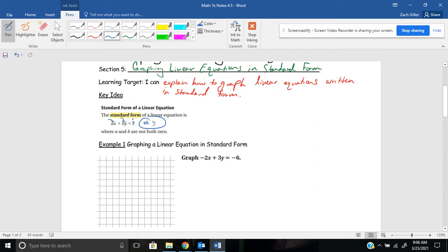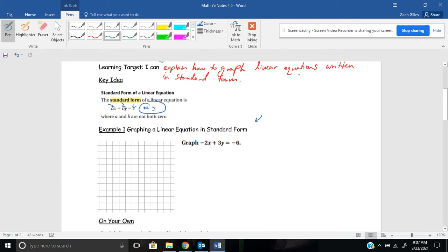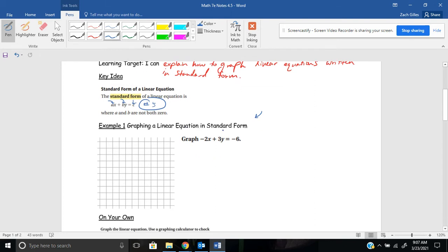I'll kind of show you the process that we use to graph standard form equations. There's two main methods that we're going to use, and let's look at our first example here and how we're going to do it in example 1. It says graphing a linear equation in standard form. Graph negative 2x plus 3y equals negative 6. And you can see here now that A, B, and C are all numbers, just kind of like I said they were going to be.